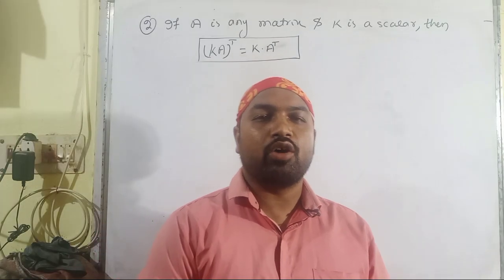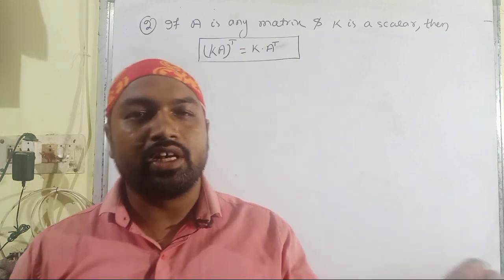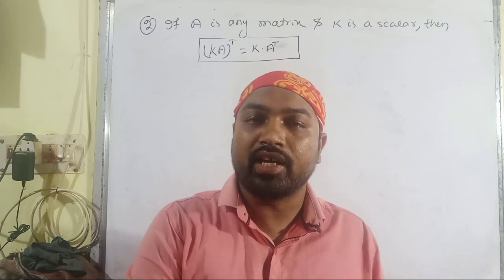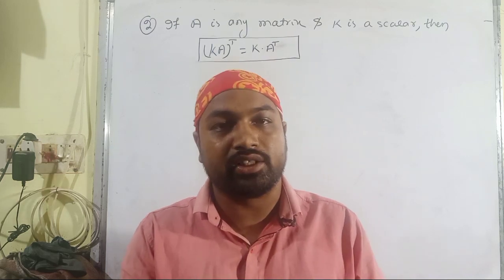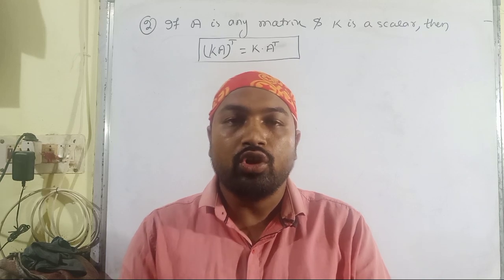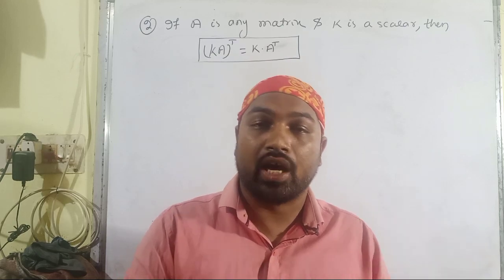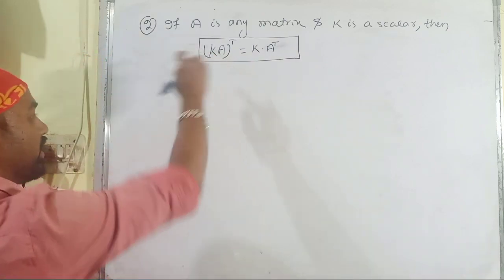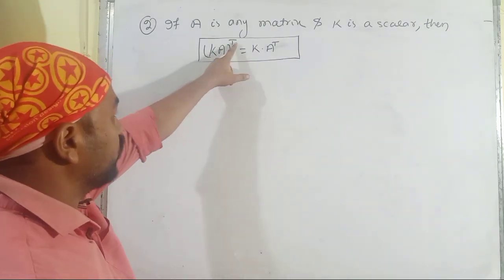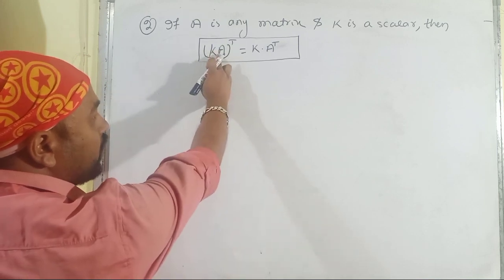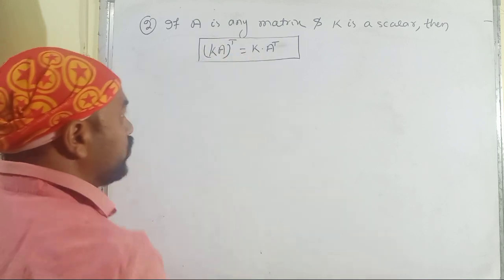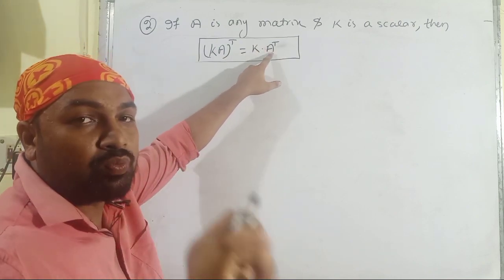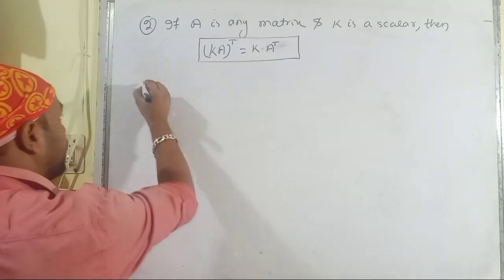Now let us discuss property number 2. Let A be any matrix and K a scalar. Then the transpose of the multiplication of the scalar K with the matrix A is equal to the multiplication of the scalar with the transpose of the given matrix A, which is defined like this: the transpose of KA is equal to K times A transpose.